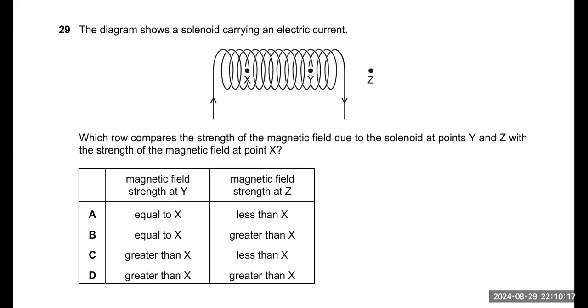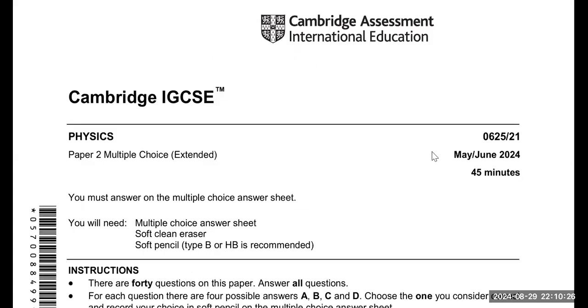Today, I'm going to start the third lecture of 2024 May June. Paper version is 21, and actually, this is paper 2 of IGCSE physics.